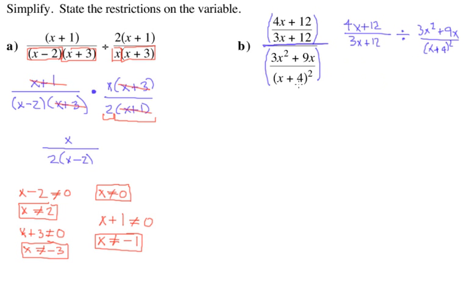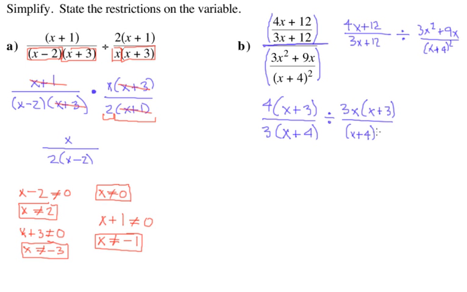So 4 comes out of this first part: 4 times x plus 3. 3 comes out of the denominator, which leaves us with x plus 4. Divided by, 3x can come out of that numerator. That leaves us with x plus 3. And in the denominator we have x plus 4 squared.